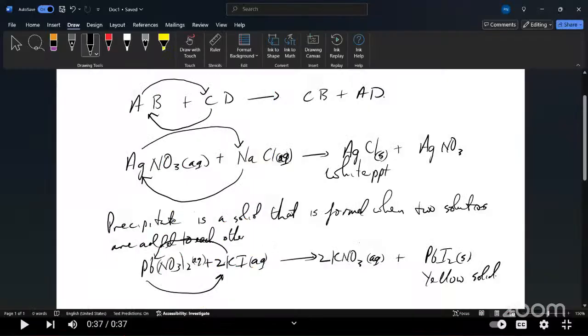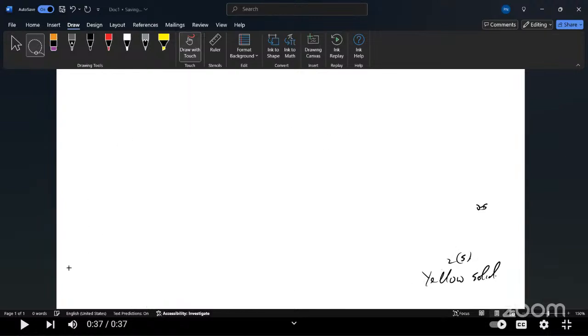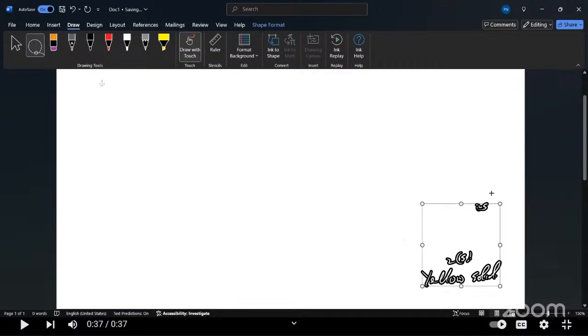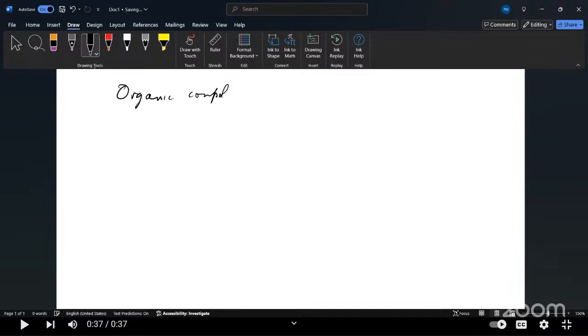Let me go back to this here. So that's precipitation reaction. The final type of reaction I want us to look at is what we call combustion. This is used most often when it comes to organic compounds. Just to let you know, organic compounds are compounds that contain carbon. So organic compounds are compounds of carbon.